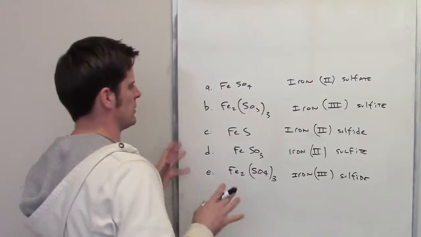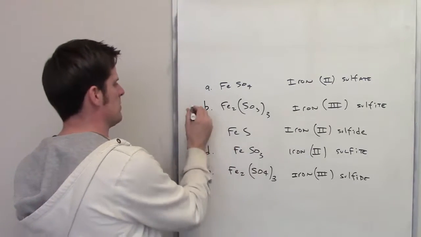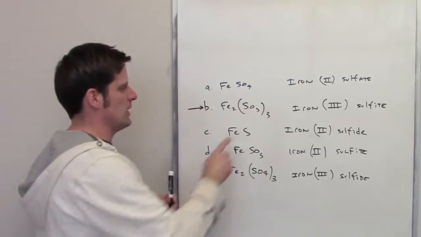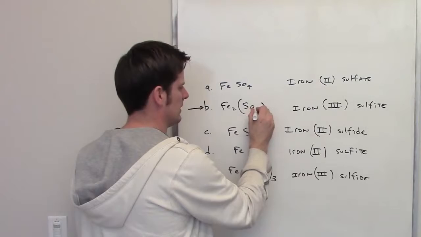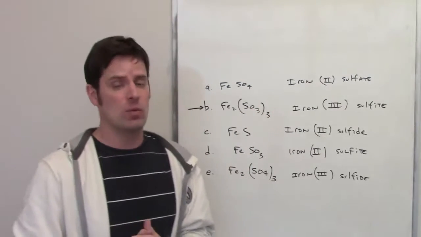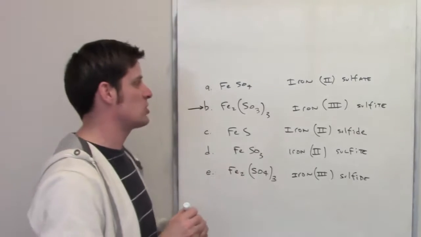So first things first, let's go ahead and pick one of them. I'll go ahead and do B because it looks like it could be challenging. Let's see if we can figure out what this molecule is, and this, by the way, is a number 3. I'll write it a little bit more clearly. SO3 is a polyatomic anion. It is not one of the ones that I require you to memorize, but its name is sulfite.